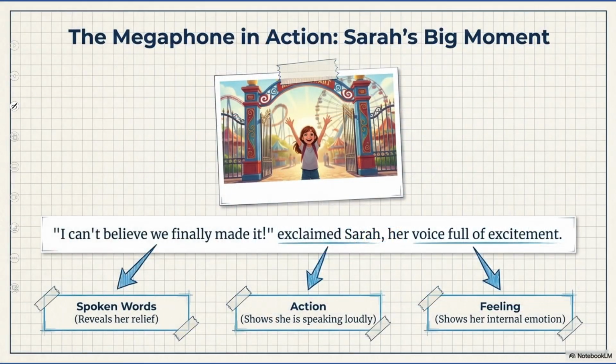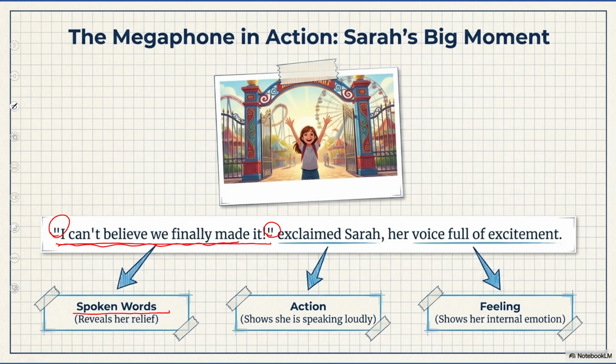This is a perfect sentence, and let's decode it and understand what it means. "I can't believe we finally made it." Can you see these inverted commas? It means this is a dialogue. So always write dialogues or the spoken words to make it real life.